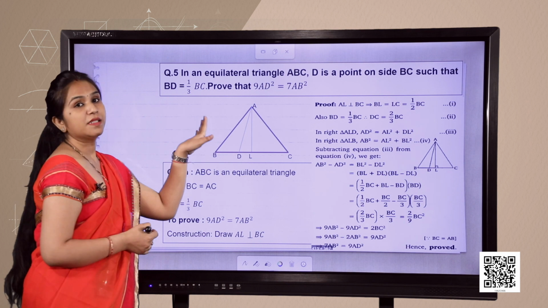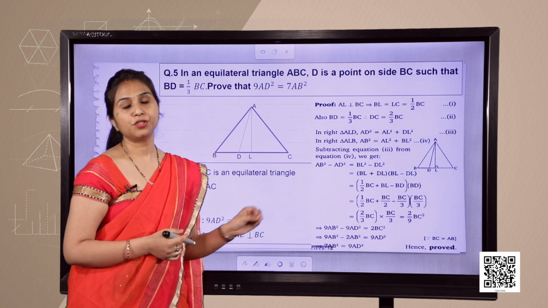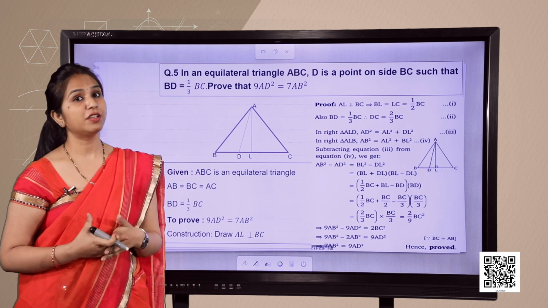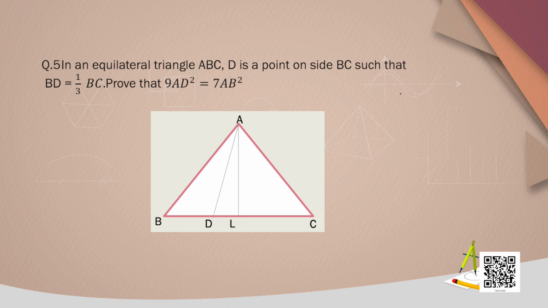Children, this is one of the questions of your exercise only, one of the very important questions. You will get this question for either 3 marks or 4 marks. Now, the question says that there is an equilateral triangle ABC. Equilateral triangle is there, means all the sides of the triangle are equal and there is a point D on side BC such that this BD is equal to 1/3 of the side BC. This relation is given that this BD is 1/3 of BC.